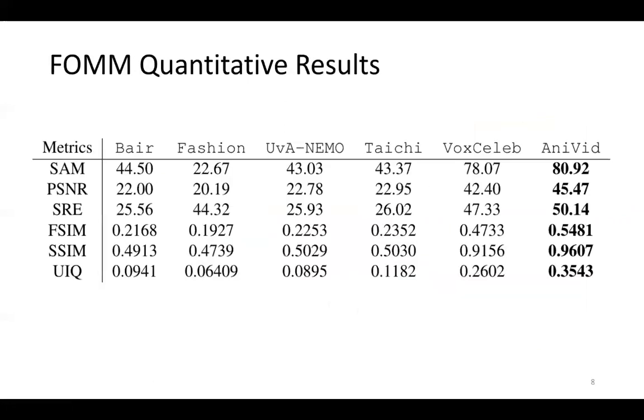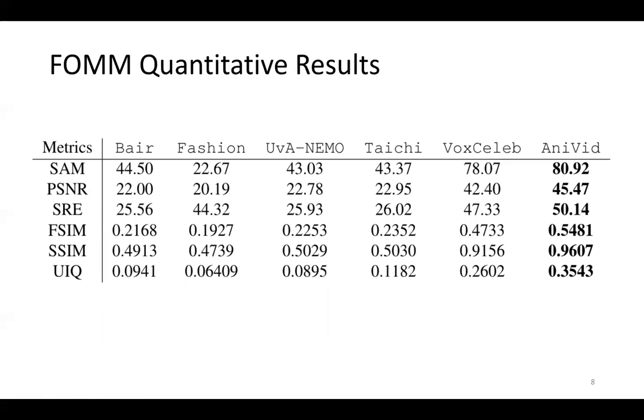And here are some quantitative results. So just to preface, the first order motion model was trained on 5 different datasets when released to the public: Bair, Fashion, UvA-Nemo, Taichi, and VoxCeleb. And I evaluated the performance of each of these 5 separate trained models on my AniVid dataset.